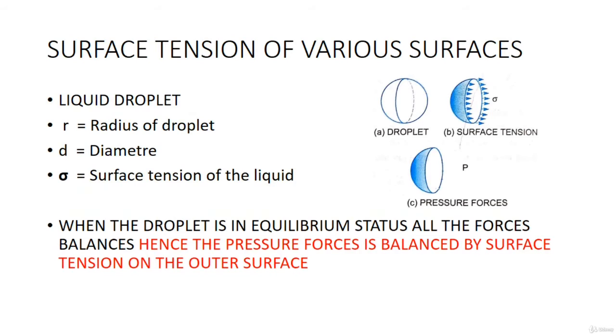Now we are going to estimate the surface tension force that acts on different surfaces. Initially we take the case of a liquid droplet. A liquid droplet is a hollow body, that is a spherical body with air inside surrounded by a membrane of liquid. Let us consider a liquid droplet of radius r, diameter d and surface tension sigma. When the droplet is in the state of equilibrium, the surface tension force that acts on the surface of the droplet compensates with the pressure force inside the droplet due to the presence of air inside. Hence we can equate both the forces.